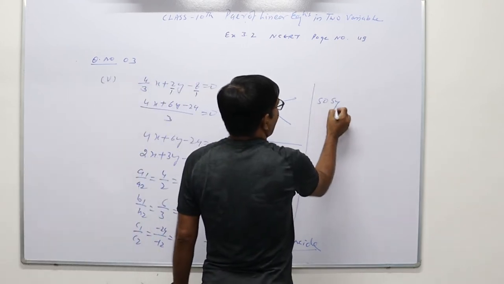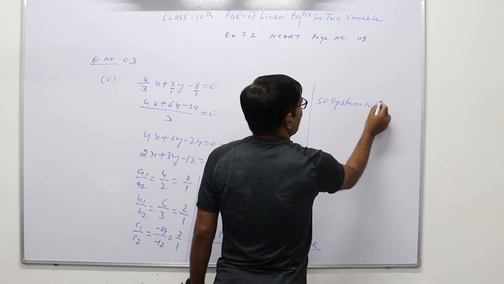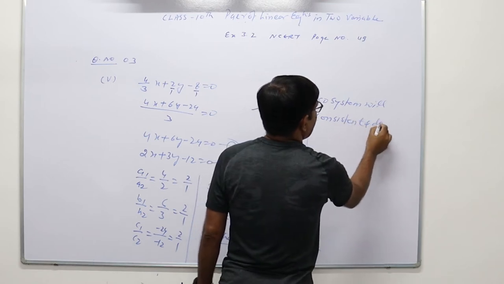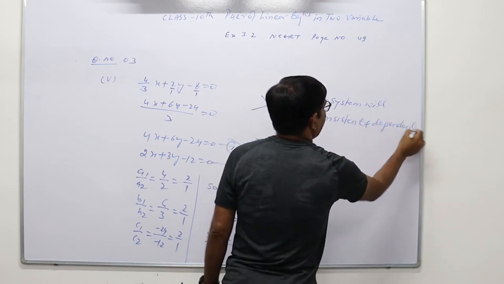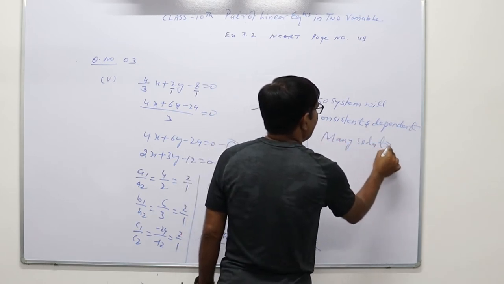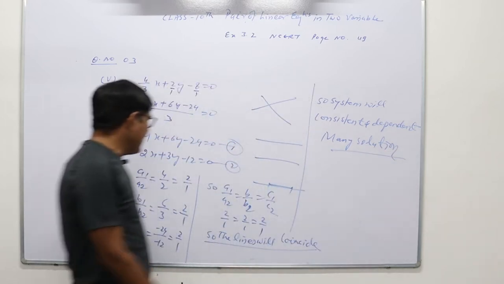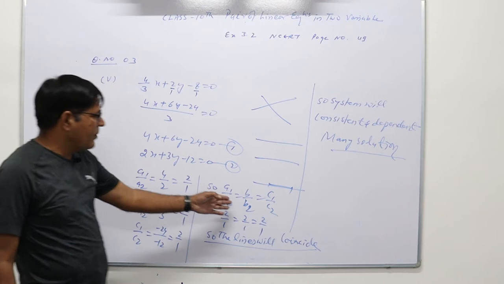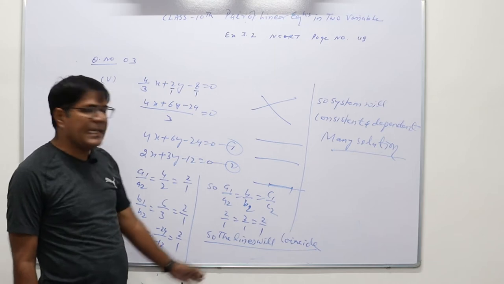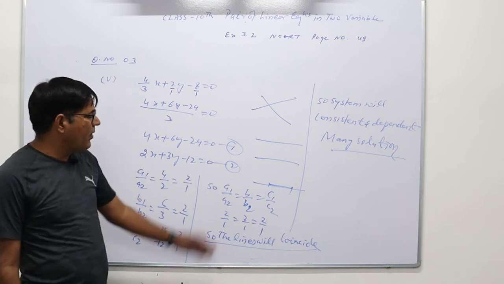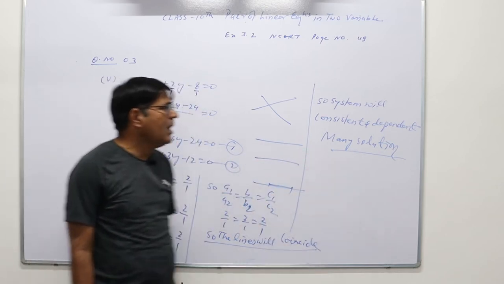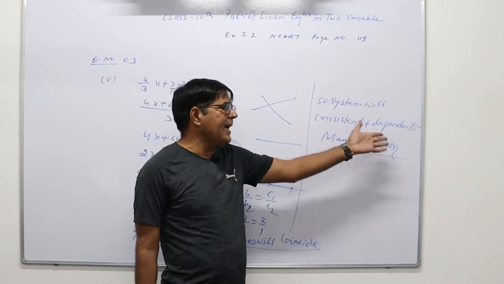So the system will be consistent and dependent and have many solutions. So there are three possibilities for each pair of lines. If a1 upon a2 is equal to b1 upon b2 is equal to c1 upon c2, the lines will coincide, then there will be infinitely many points on the lines which will satisfy the first as well as the second. Therefore, we will say many solutions, or the nature of the system will be consistent and dependent.